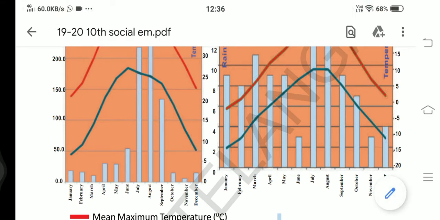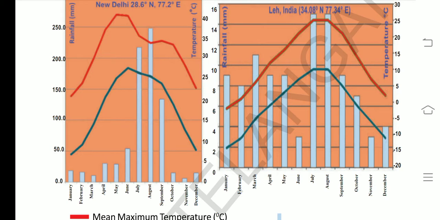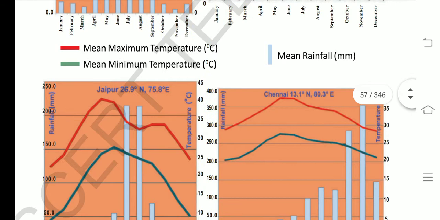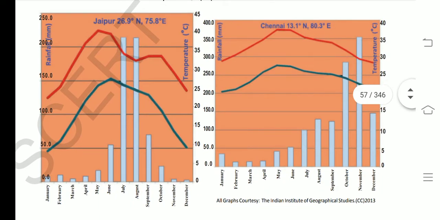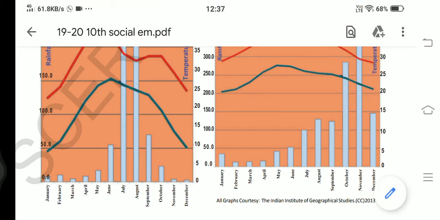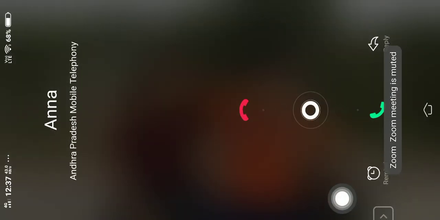Because it is not influenced by the water body. Why is it not influenced by the water body? It is far from the water body, so it experiences continental climate. The places which are far from water bodies experience continental climate, and the places which are near to water bodies, like Chennai, experience maritime or equable climate. So what we see here is that the climate of a place is influenced by the land and water relationship.